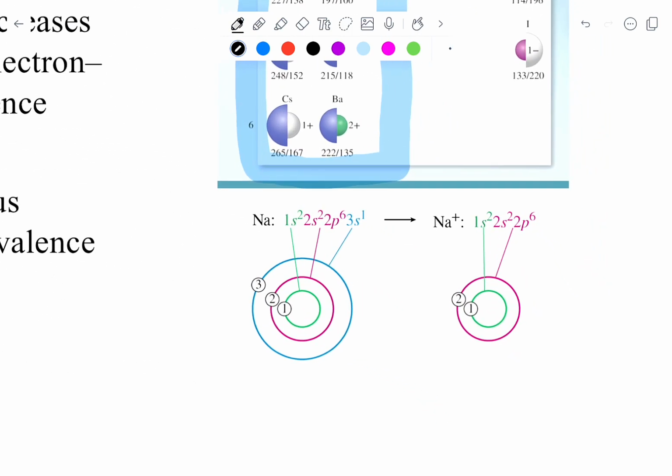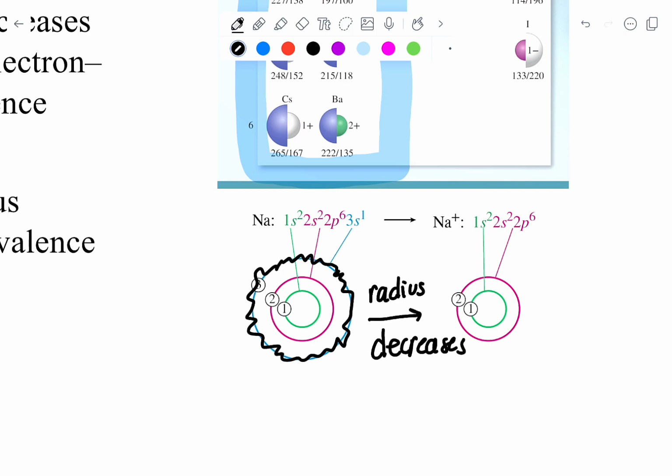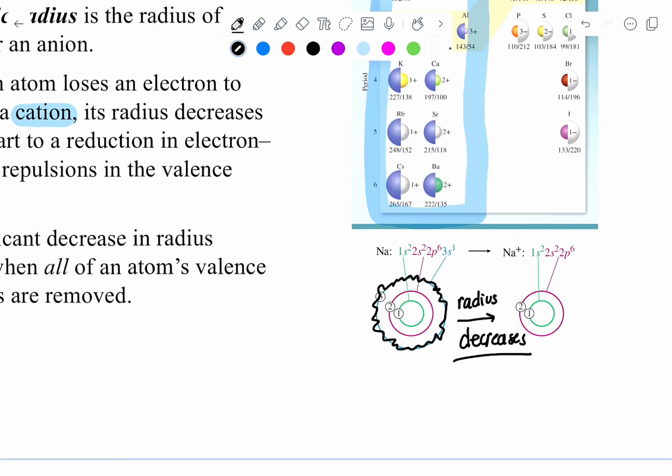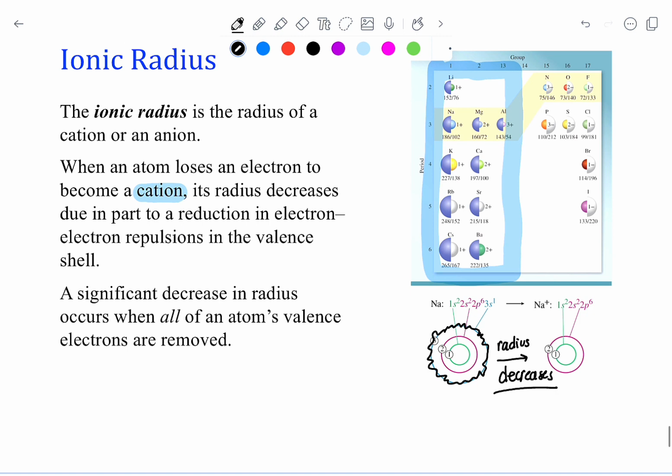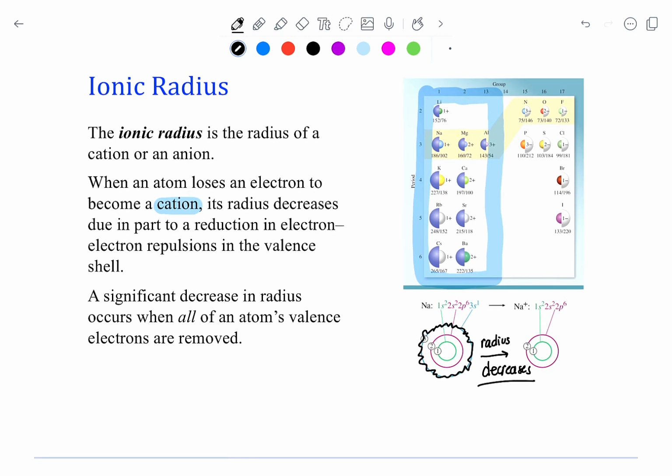orbits. Okay, so here I have sodium. Here it is in its neutral form, so it has all of its electrons. When I remove its 1 electron, and create its ion, you're essentially just getting rid of that entire shell. You're removing it, so its radius decreases. Okay, so when we create cations, the radius is going to decrease due to a reduction in our electron-electron repulsions.